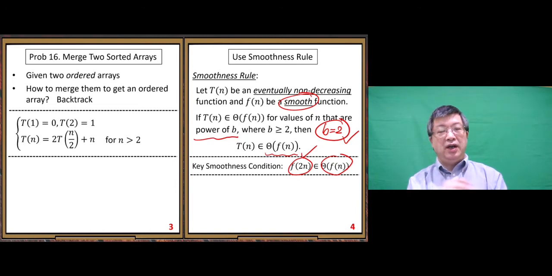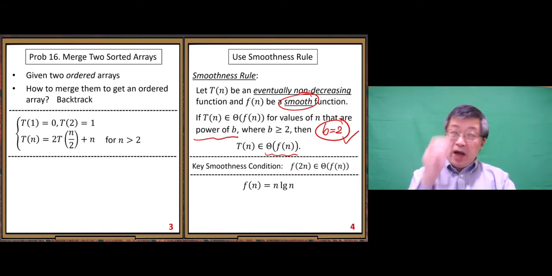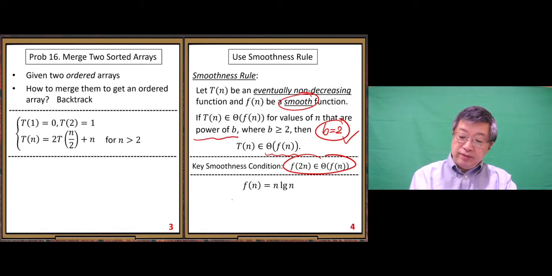All right. So next, we can check whether our f of n is smooth or not based on this condition. Our f of n equals n log n, n times log n. Now let's take a look. Do we have this condition? If we have, it is smooth, so we can apply the smoothness rule.